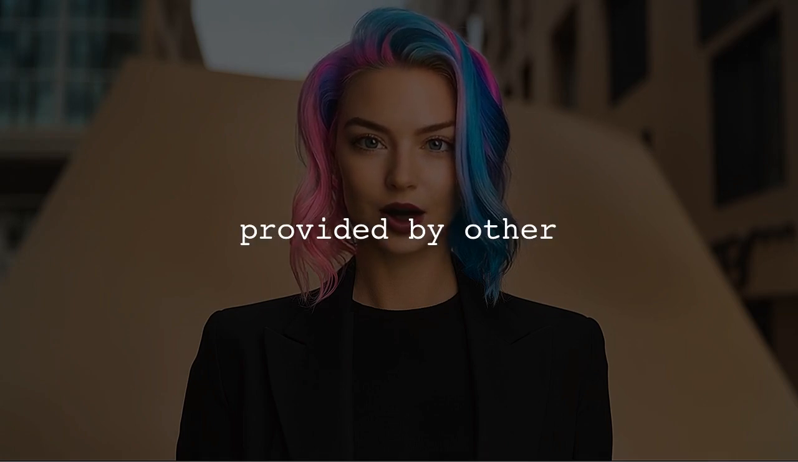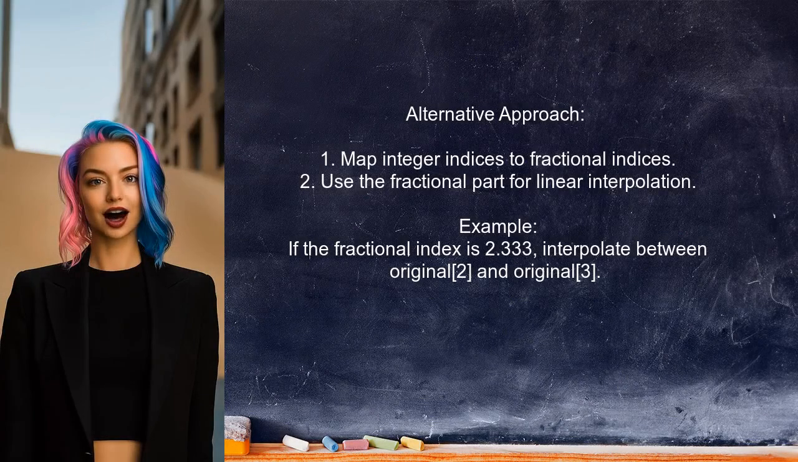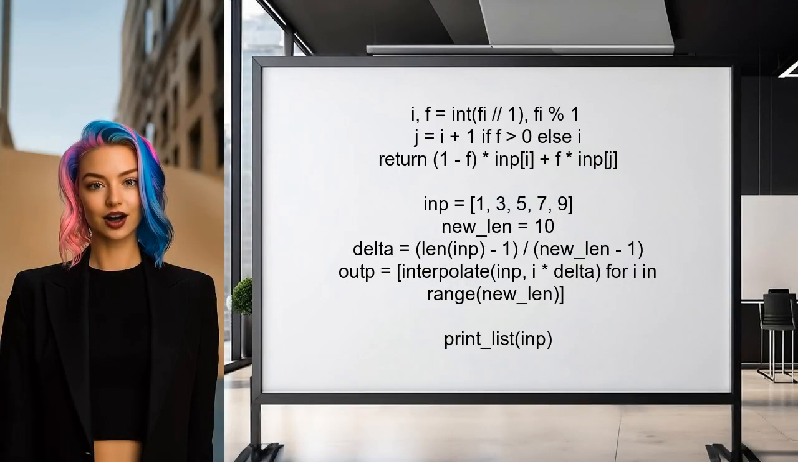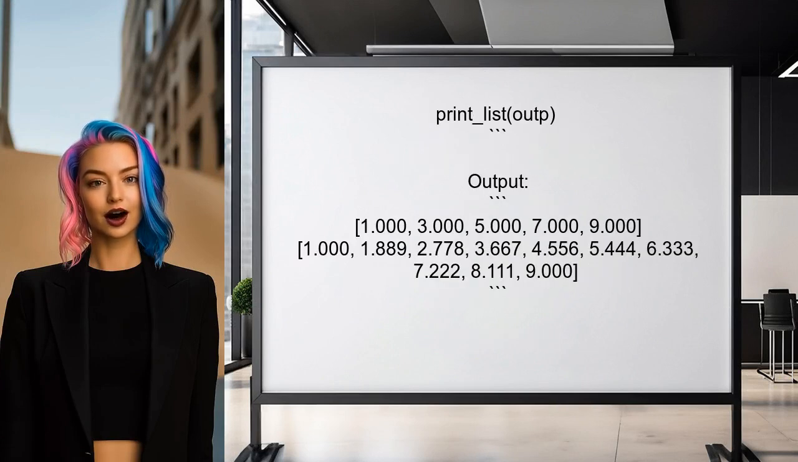Now let's look at the answers provided by other users. An alternative approach to interpolate a list involves mapping integer index values from the new list to fractional indices in the original list. This method uses the fractional part to linearly interpolate between the values of the original list. Here's a sample code that demonstrates this method. It defines a function to interpolate values based on the calculated indices and outputs the interpolated list.